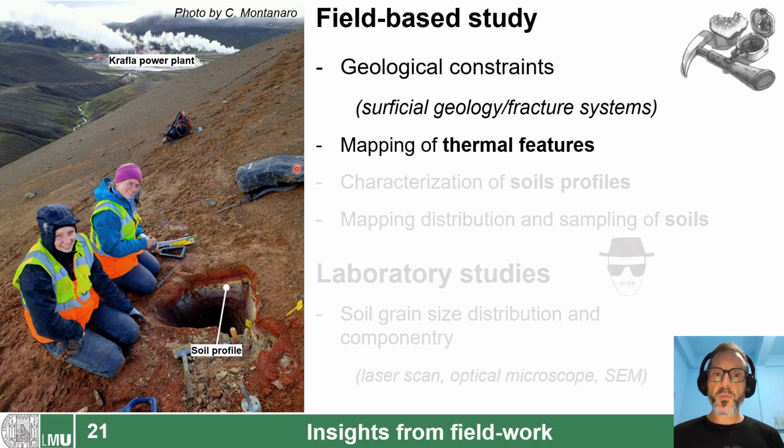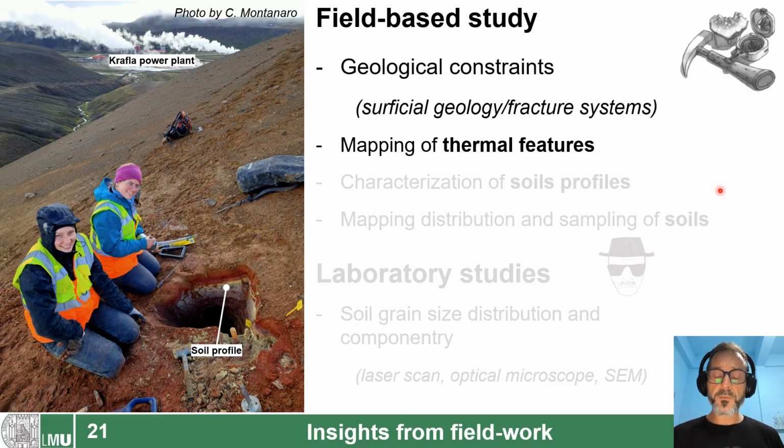In this first part of the module, our focus will be on mapping and identifying the types of geothermal features found in the Rotokawa field. I will also be giving you some geological constraints, which, together with the mapping of the thermal features, help to understand eventual correlation between the superficial thermal distribution and the shallow geology or the presence of fracture systems. In the second part of the module, we're going to look more at the characterization of soil, mapping, and distributions of soils as well, again in the Rotokawa area.